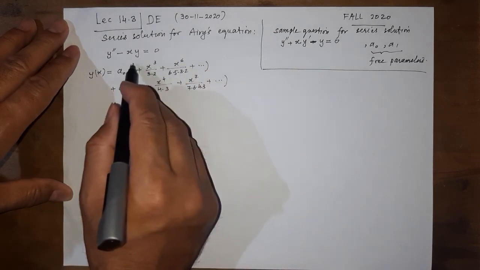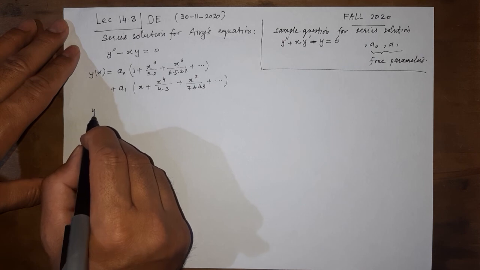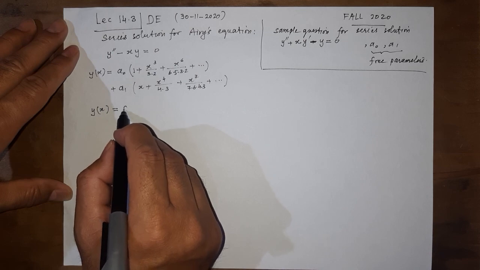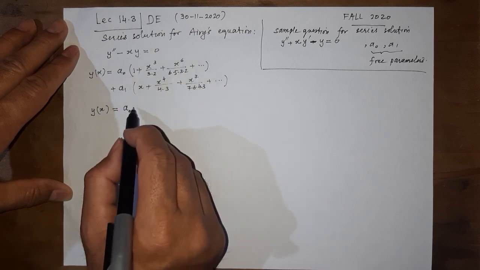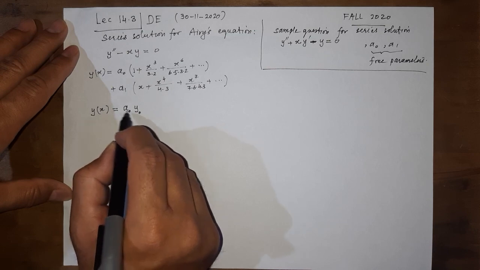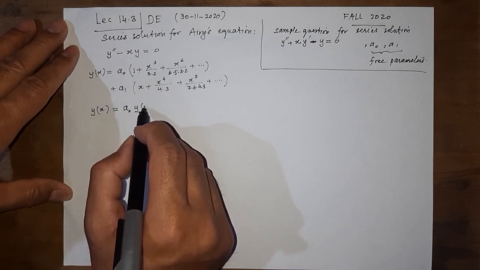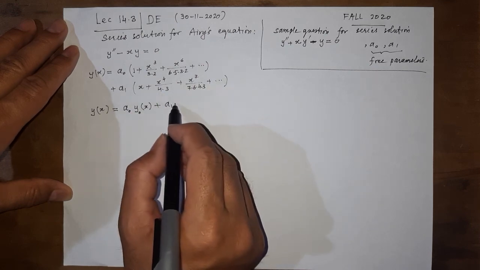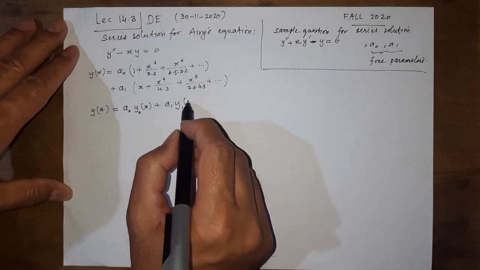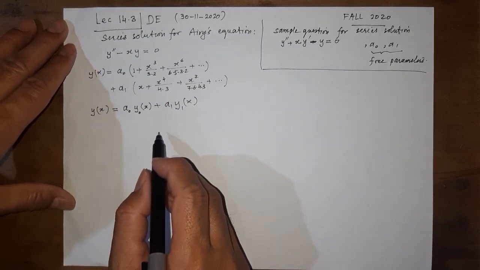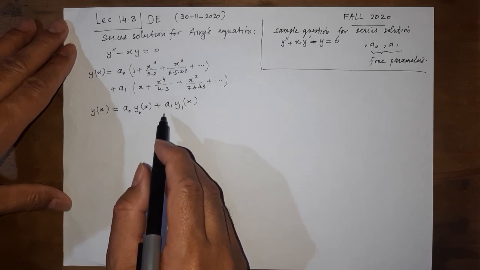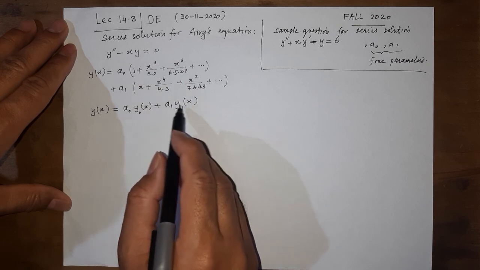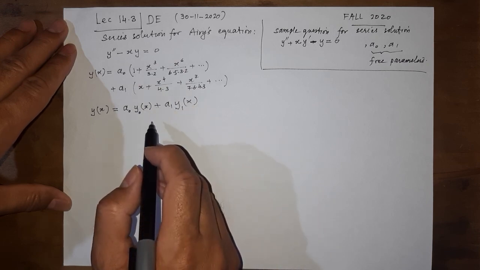Let us say each of these is a function. So we can write the solution and simplify its expression by writing a naught times, let us call it y naught of x, and plus a1 times y1 of x. Let us represent this with a function notation as well. What we are really looking at is the nature of this y naught and y1. We are interested in finding this.